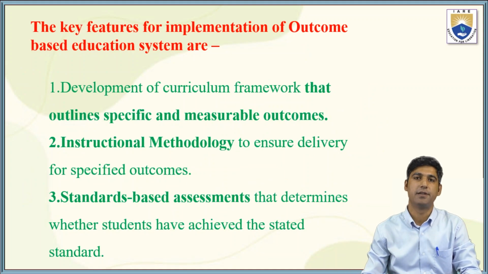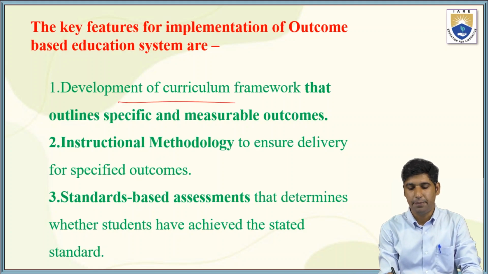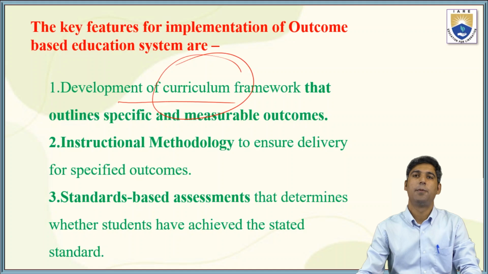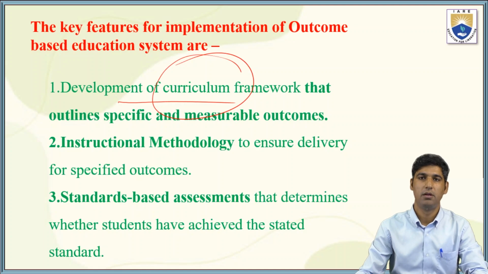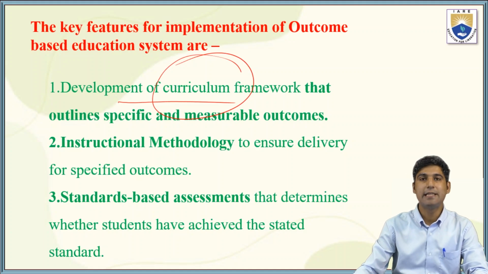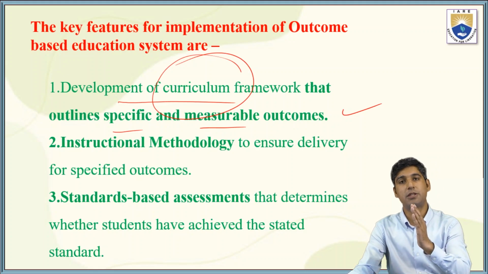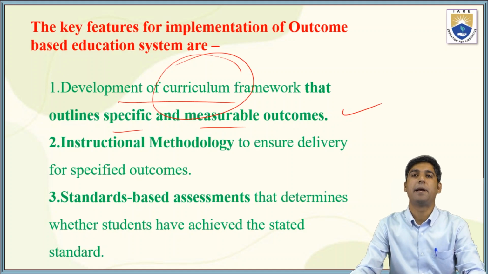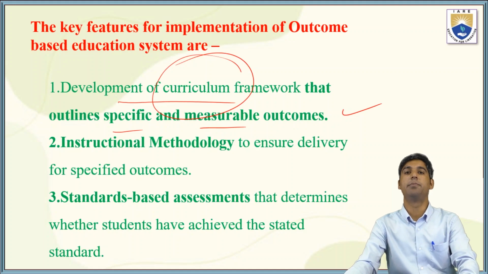Now there are some key features in order to implement outcome-based education. Number one is development of curriculum. If you want to implement outcome-based education, the main thing you require is curriculum, because your curriculum is the path shower, that shows you what you have to do. So your curriculum should outline specific and measurable outcomes. These outcomes should be measurable.